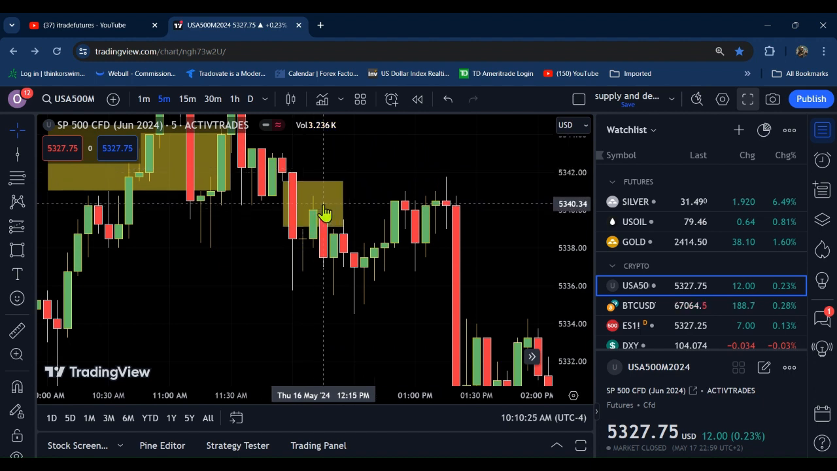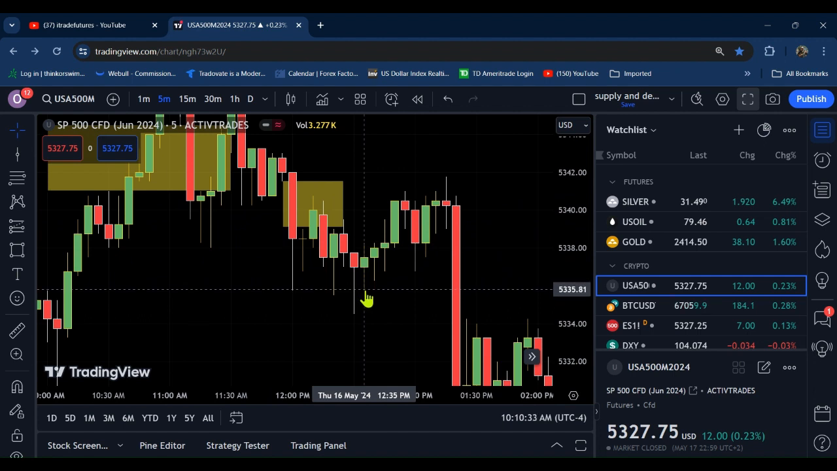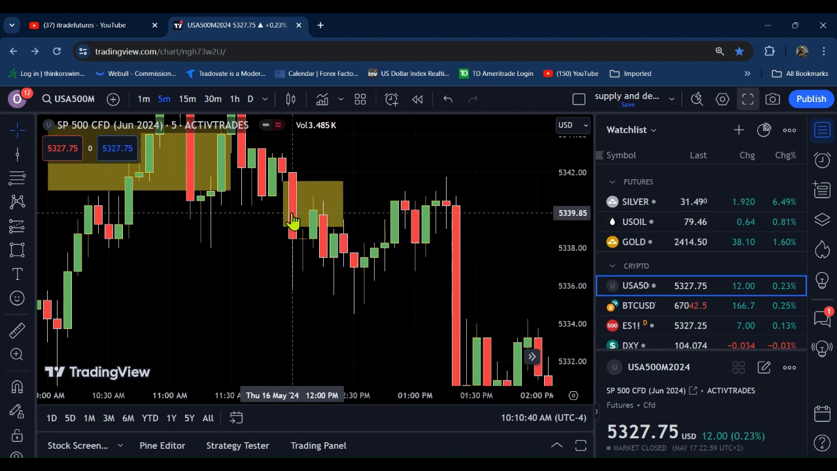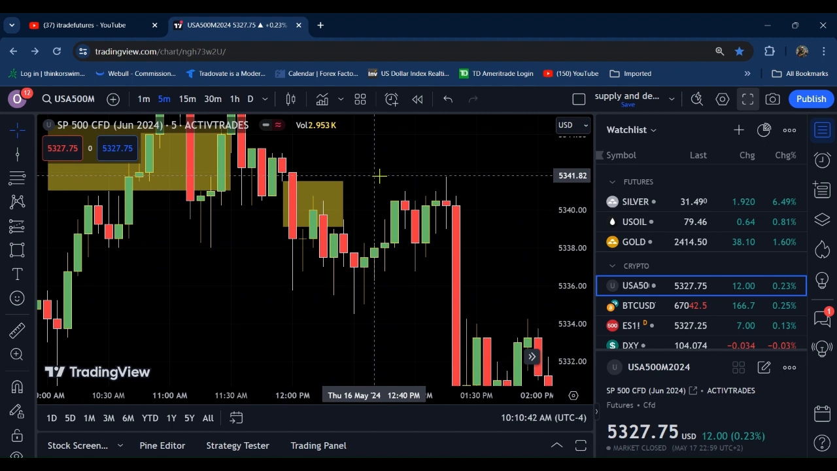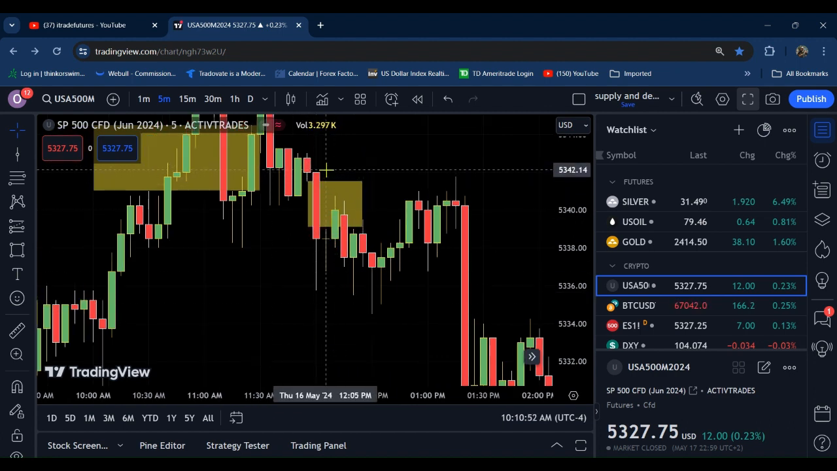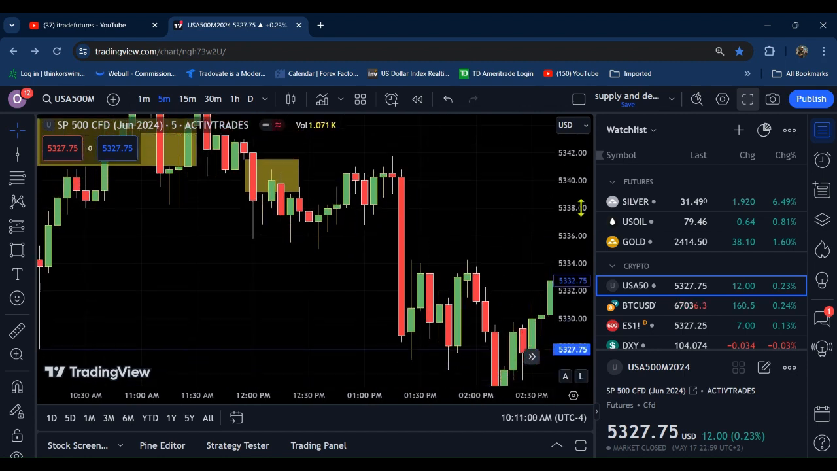But even if you just got in here at 53.40 and you wanted like 5 points, you would have got it right there. You would have got your 5 points. 5 points is $250. But let's just say you left it. You felt like we were going to go take out some of the liquidity down below. Your stop's here, your entry right here at approximately 53.40, and we just leave it.